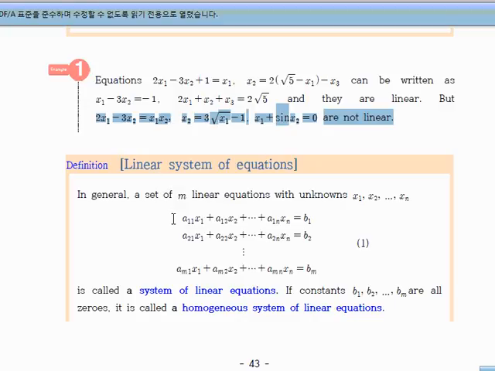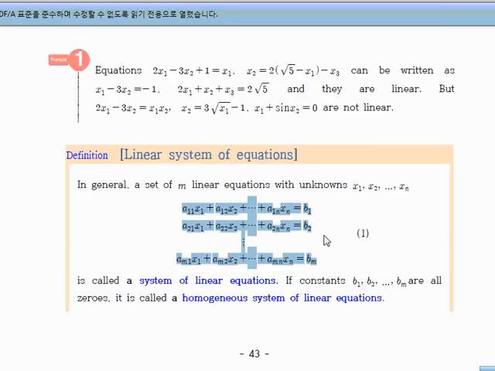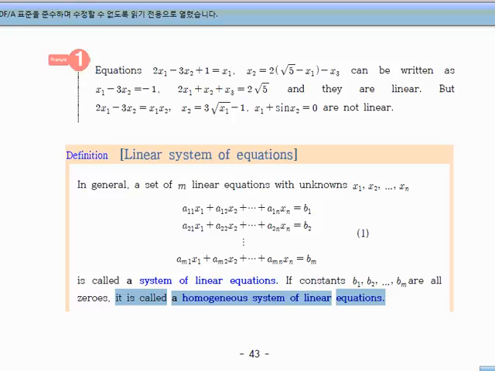Linear system of equations. In general, a set of m linear equations with unknowns x1, x2 to xn is called a system of linear equations. This one set of equations like this is called a system of linear equations. If these coefficients b1, b2, and bm are all zeros, then it is called a homogeneous system of linear equations.